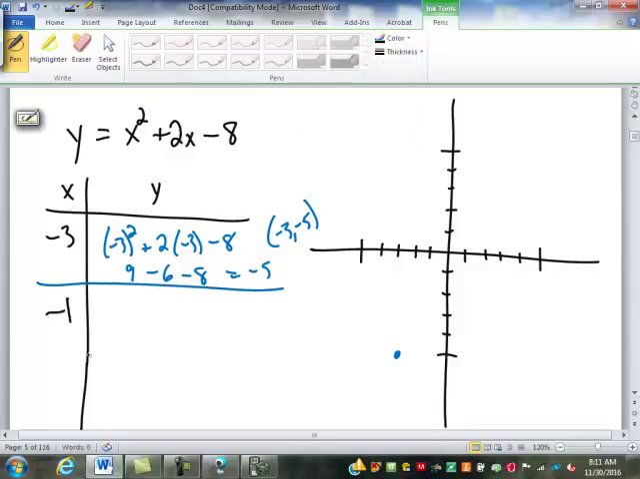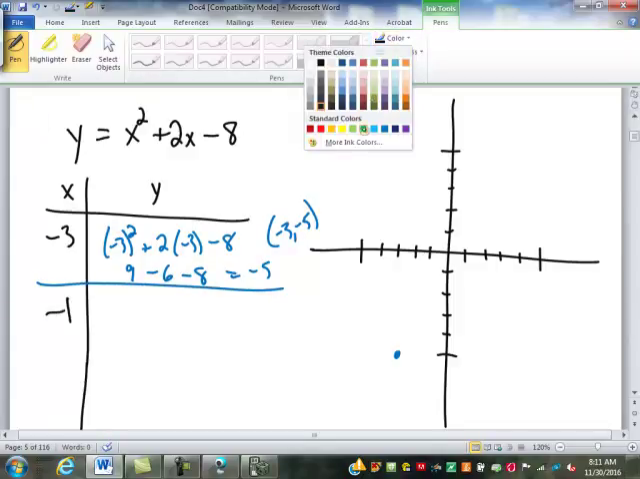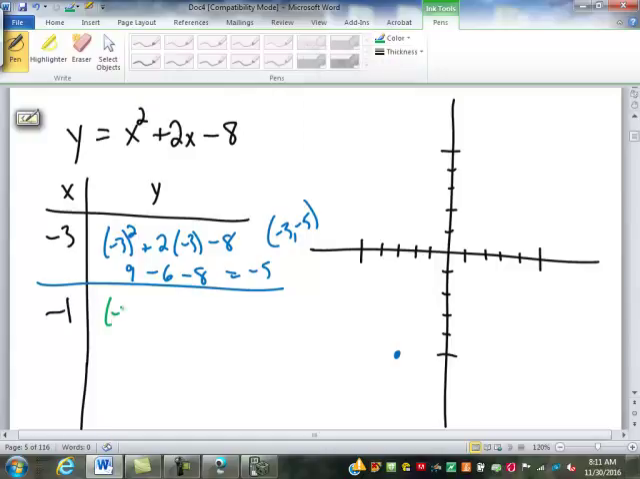Let's try x is -1. Y would be -1 squared plus 2 times -1 minus 8. -1 squared is 1. 2 times -1 is -2 minus 8. It's a -9. So we've got x is -1, y is -9. So -1, -9 is way down here.